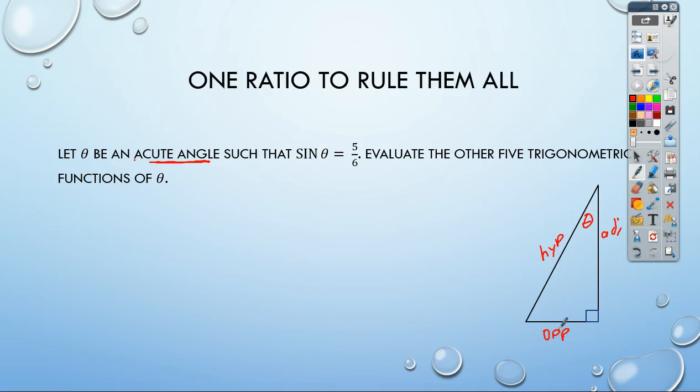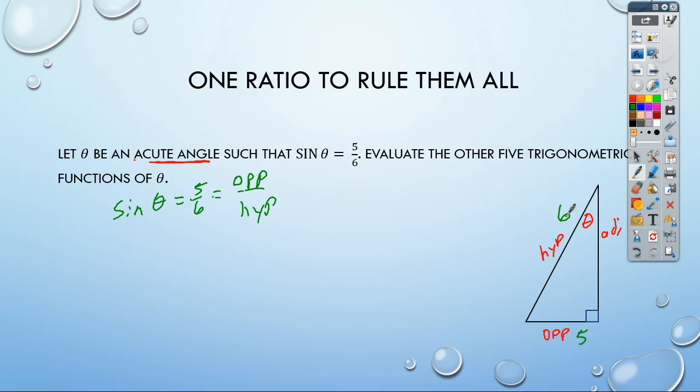So what do I do? Let's take the information they gave me. I know that sine of theta is equal to 5/6. And I know that sine is really equal to opposite over hypotenuse. So I'm going to use that information to tell me that opposite is going to be 5. Hypotenuse is going to be 6. Ta-da. And then how am I going to find adjacent?